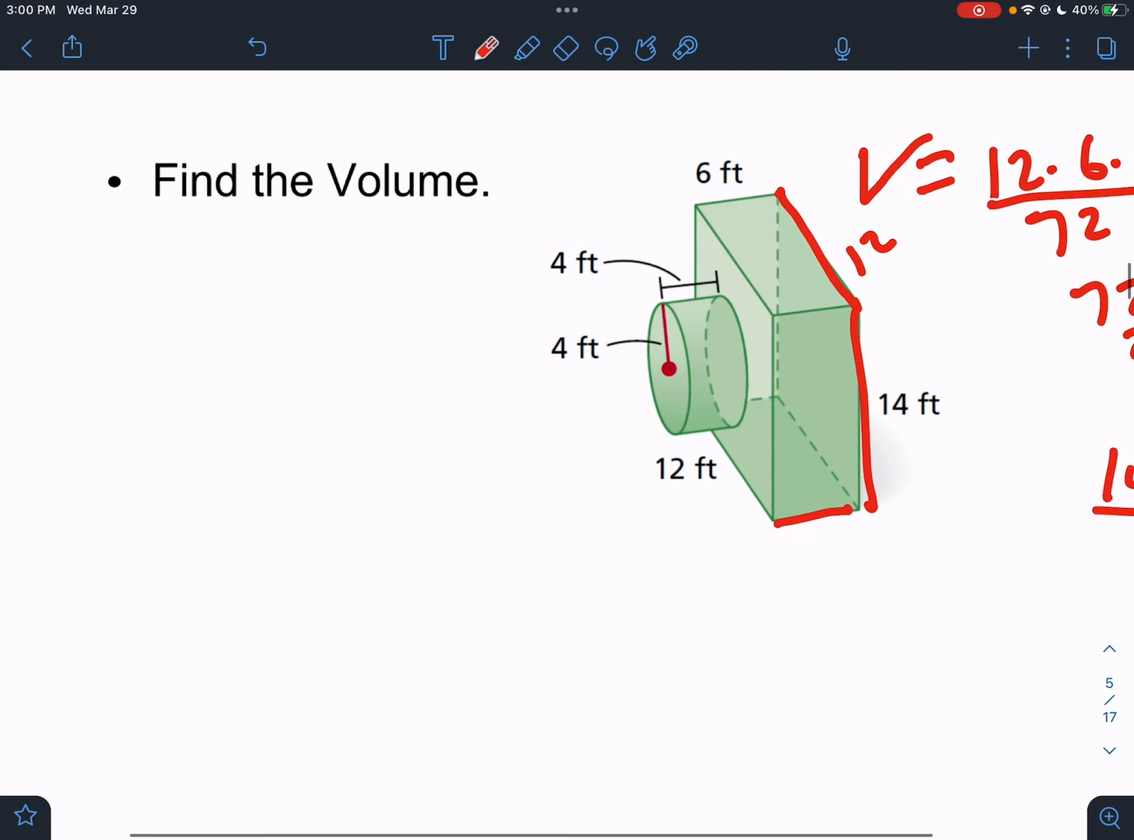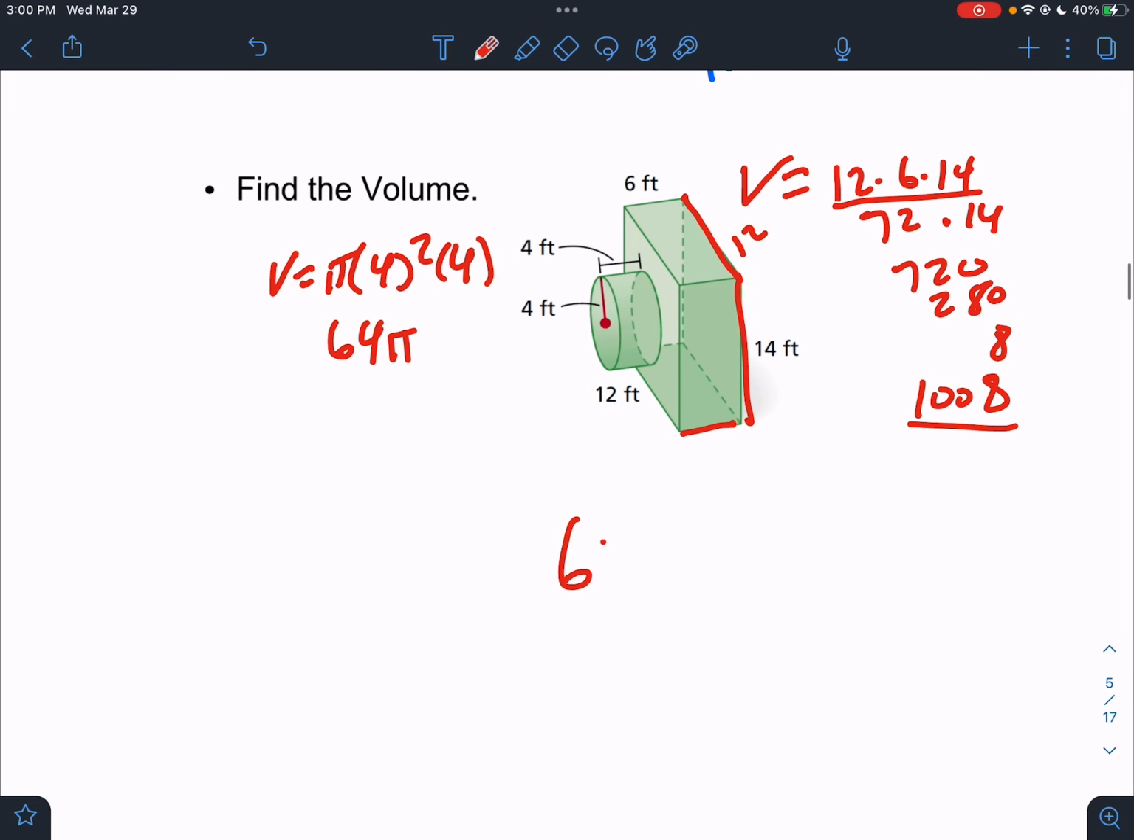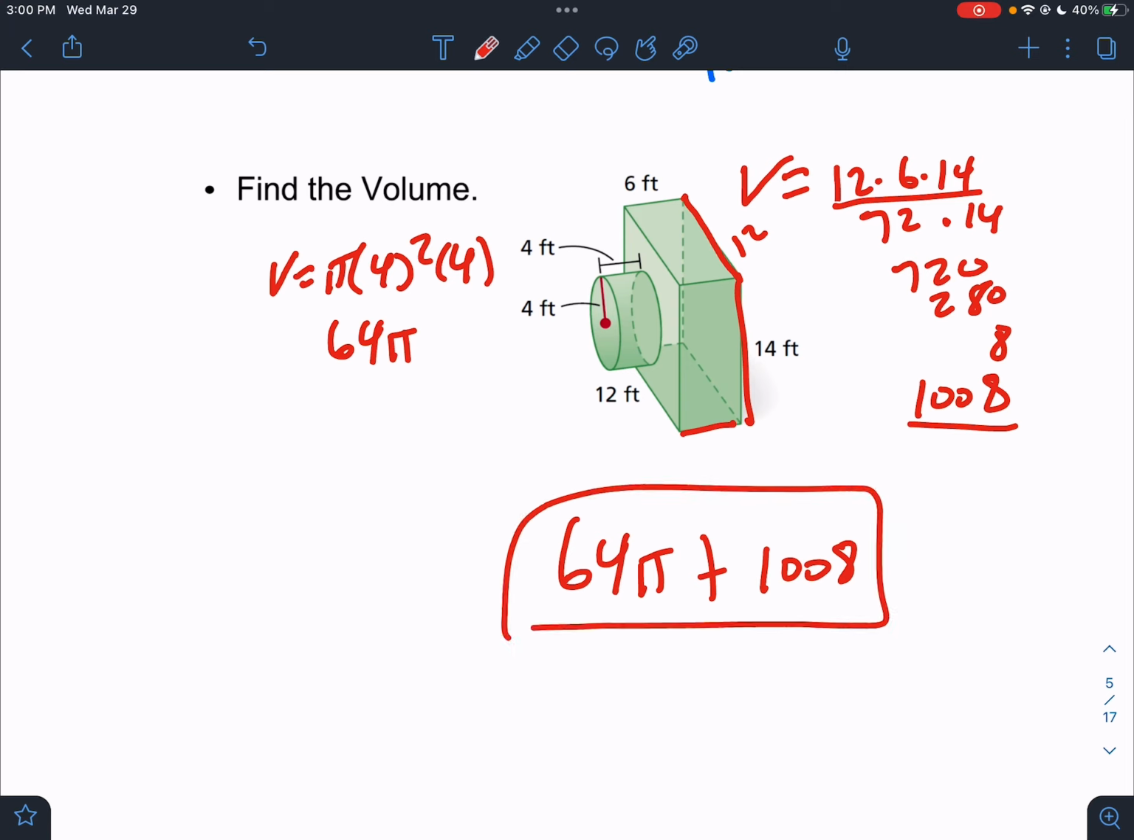Then we look at the cylinder part. The cylinder part is pi times the radius squared times the height. So that part is 64 pi. And the final answer will be the cylinder plus the box. And we're done. It's not surface area, it's volume. It's just how much space does it take up.